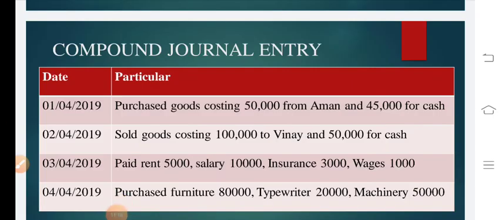Now moving to the fourth point, which is the last one. Purchased furniture 80,000, typewriter 20,000 and machinery 50,000. Here we have purchased three different assets. Now you can see that all the three assets are coming into the business, and for these combined three assets cash is going out from the business. So you can try passing this journal entry on your own. So please try solving this as an assignment.